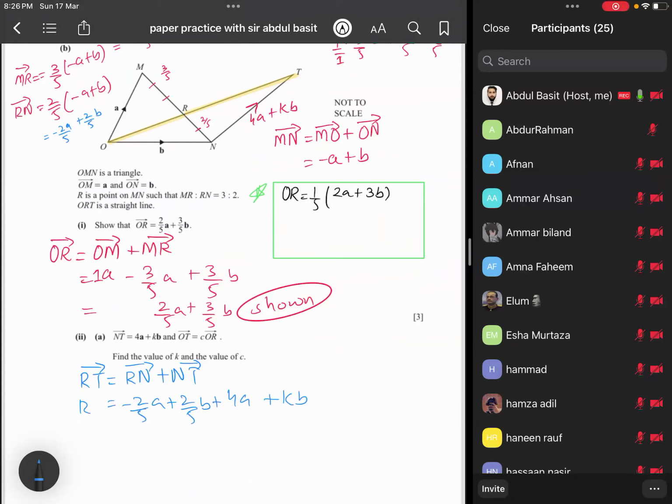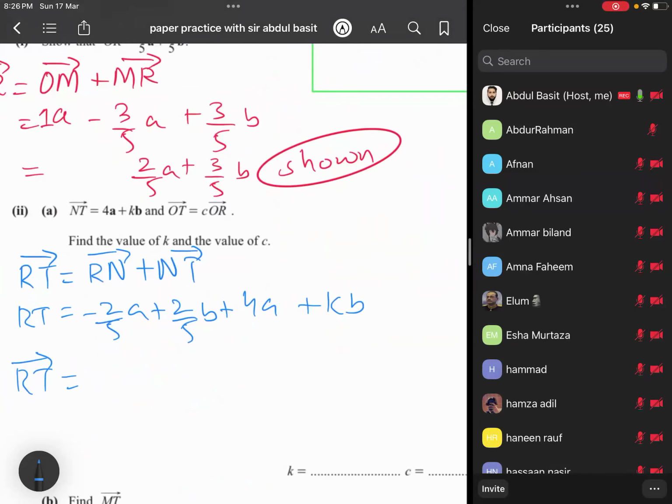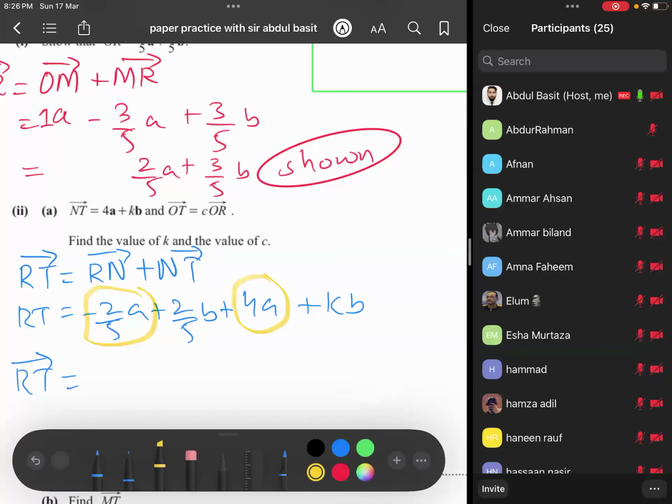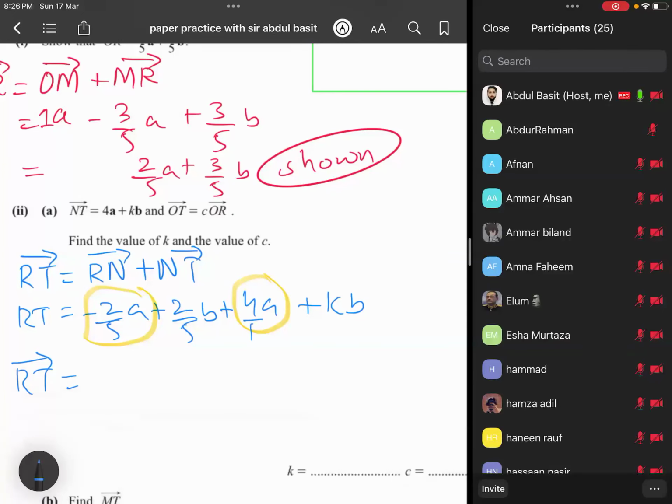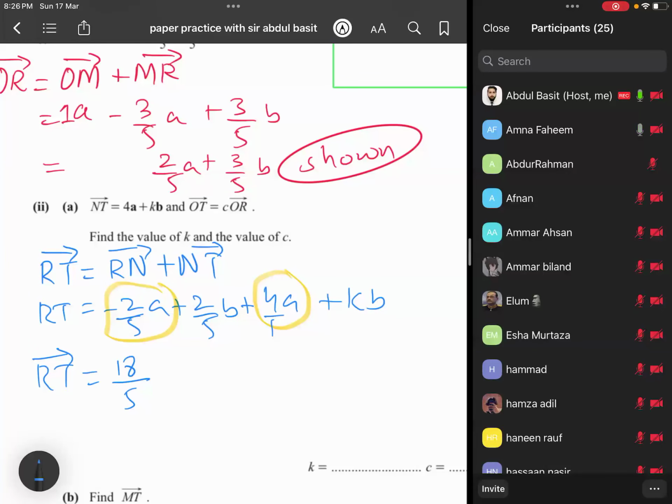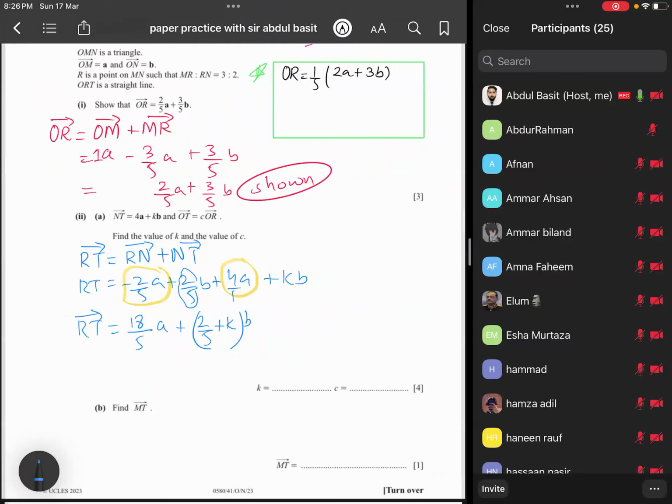आर टी आ जाएगा हमारे पास. आर टी इज इक्वल टू व्हाट? बेटा प्लीज ऐड दीज टू. इन दोनों को ऐड करो. -2/5 +4 क्या आता है ये? इसके नीचे 1 है. Denominator will be 5. What? 18 by 5. 18/5a. ओके, अभी ये 2/5 प्लस k आ जाएगा ना? यस और नो? प्लस k और ब्रैकेट में आ जाएगा b. एग्री और नॉट? यस सर.